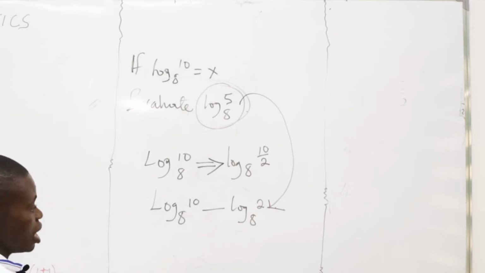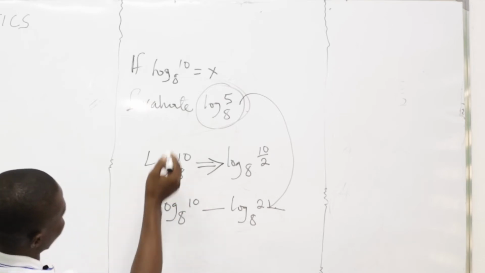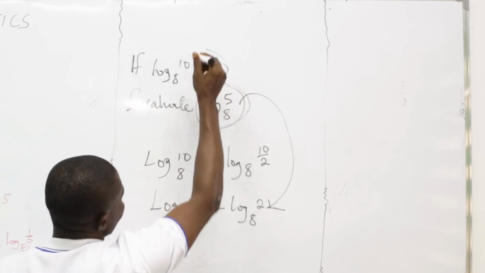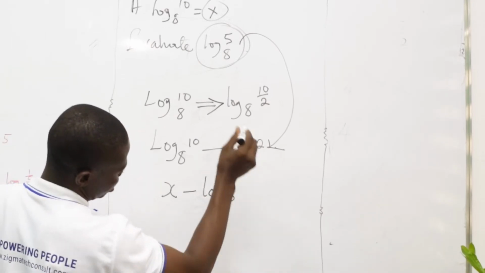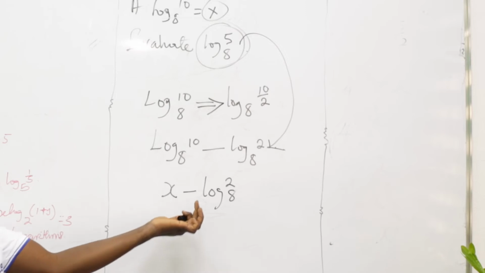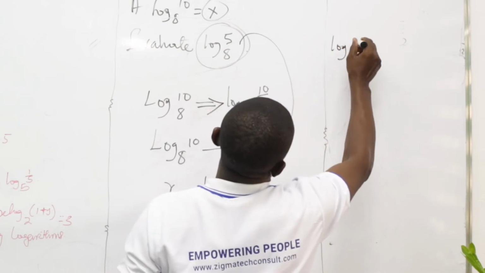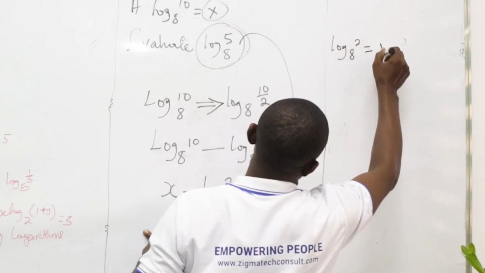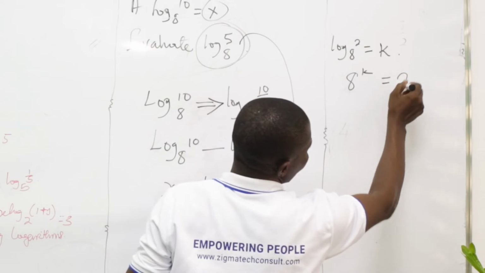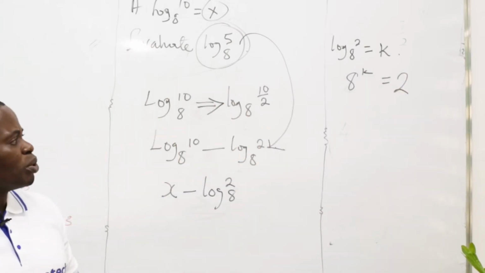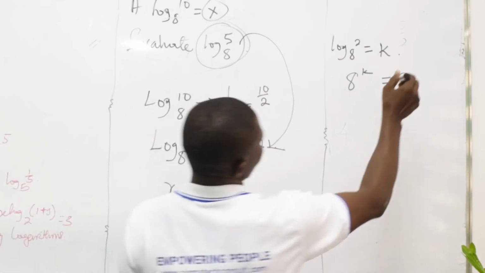So what next? Log 10 base 8, recall, was what? X. So I am fixing my X here. Minus who? Log 2 base 8. I'll still go back to the basic rule of logarithm. I want to recall that log 2 base 8 can be equated to k, so that I'll say 8 raised to the power k equals 2. And in indices, what number do you raise to produce exactly the same number? It is power 1. Now this is 1. Agreed.